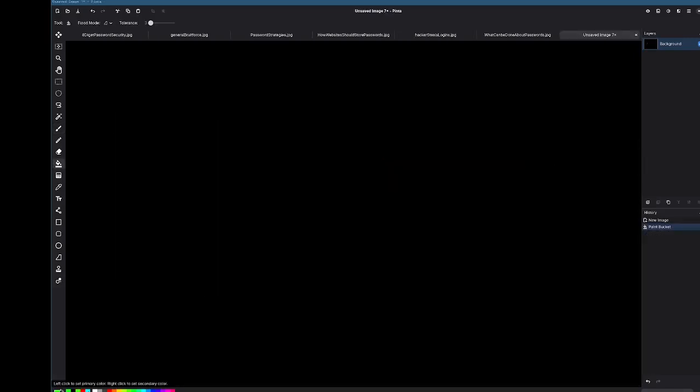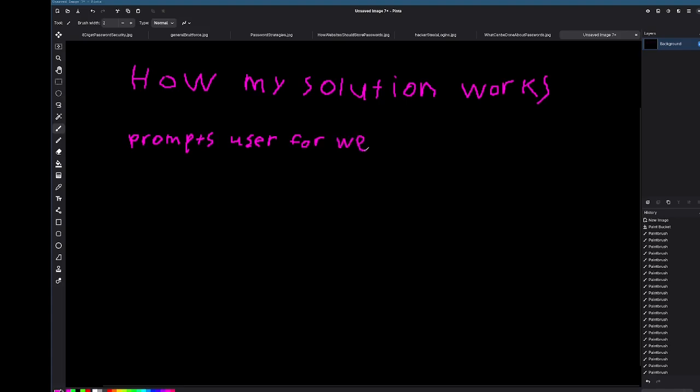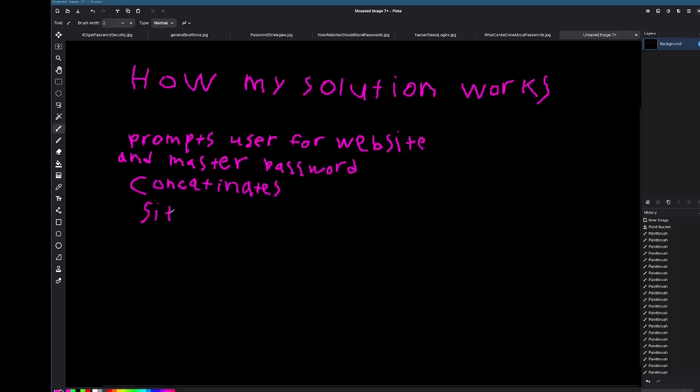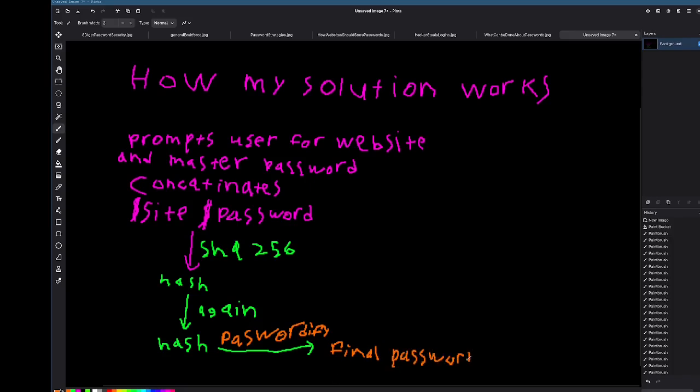So the way my program works is it prompts the user for the website they want to visit, and then it prompts the user for their master password. And what it does is it concatenates these two together so that now that's a related piece of data, and then it shoves that through a hashing function. And it might do this multiple times or put it through multiple functions, and then optionally at the end it puts it through a program that makes it look like a real password generated by Bitwarden or something. And it'll do that consistently.